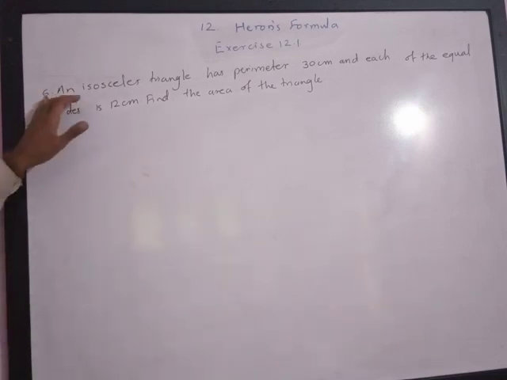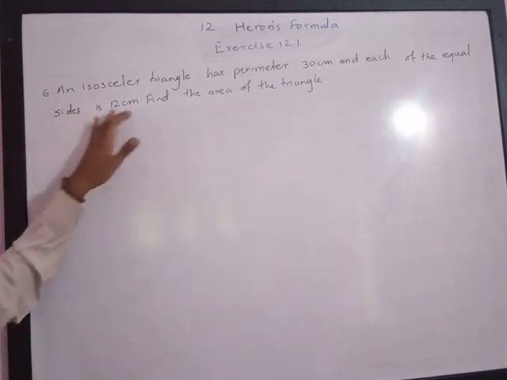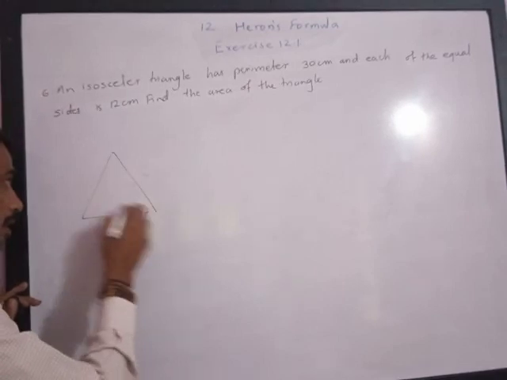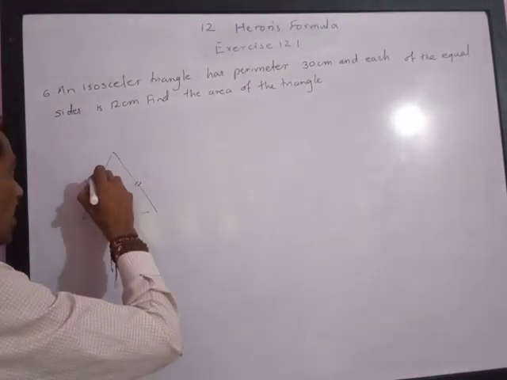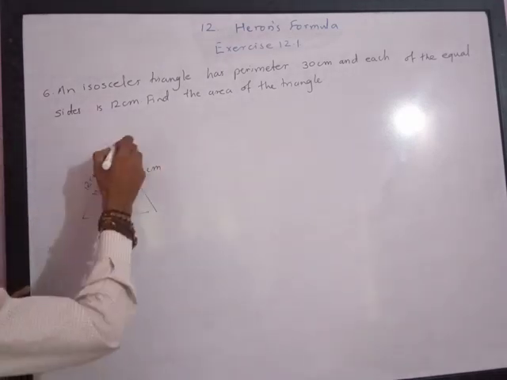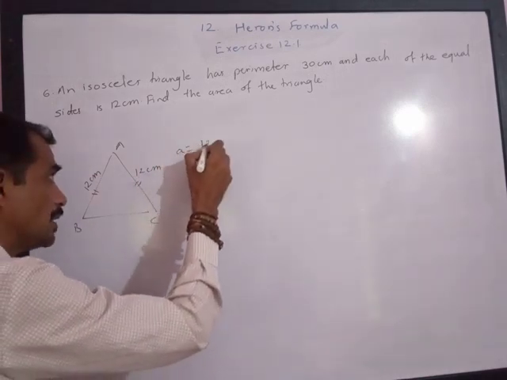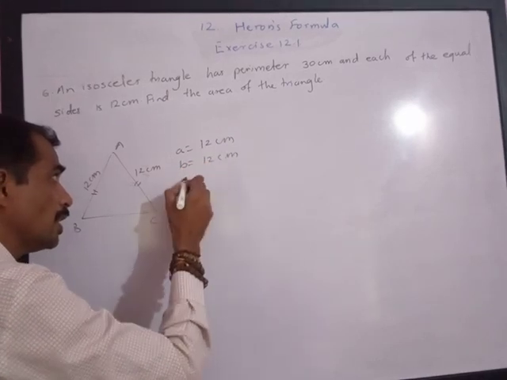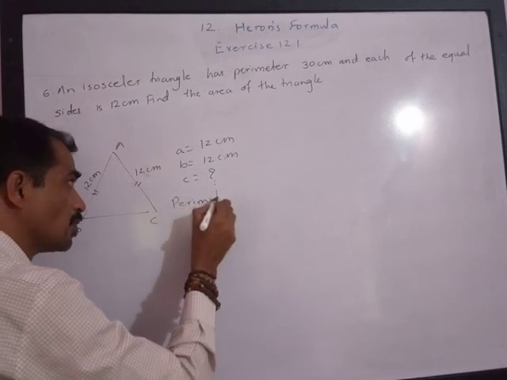Sixth question. An isosceles triangle has a perimeter of 30 centimeters and each of the equal sides is 12 centimeters. Now we are given the triangle is an isosceles triangle. It means two sides are equal and each of the equal sides is 12 centimeters. So this side is 12 centimeters, this side is 12 centimeters, and the total perimeter is given to us. In this case, we are given a is equal to 12 centimeters, one of the sides. The other congruent side is also 12 centimeters. c is not given to us.